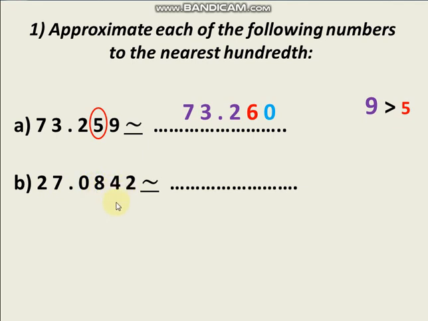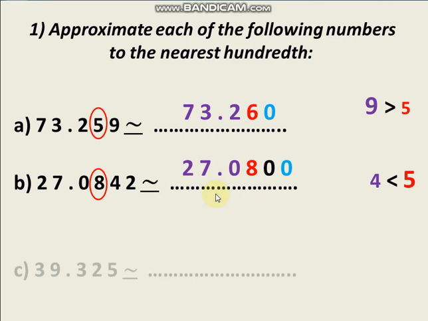Letter B, 27.0842. First step, put a circle around the hundredth. The hundredth here is 8. Look at the right. We have here digit 4. 4 is less than 5, so replace 4 and 2 by zeros and keep the other digits as they are. The result will be 27.0800.